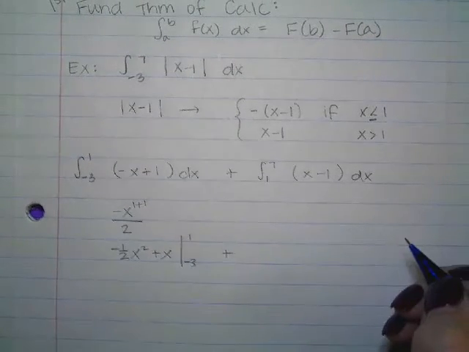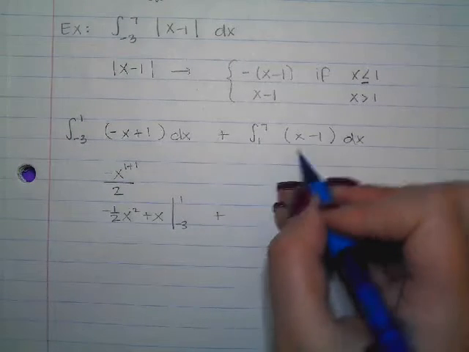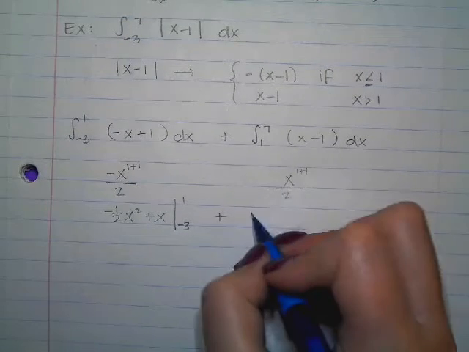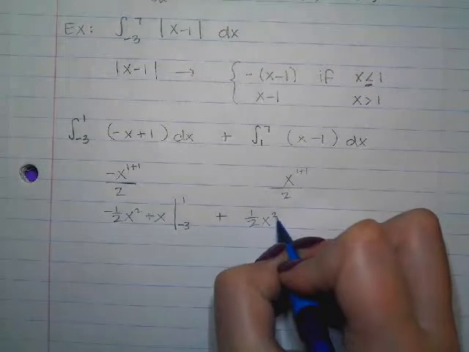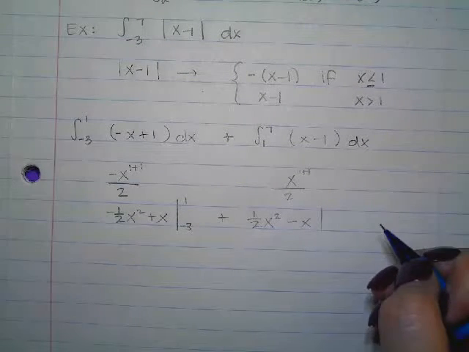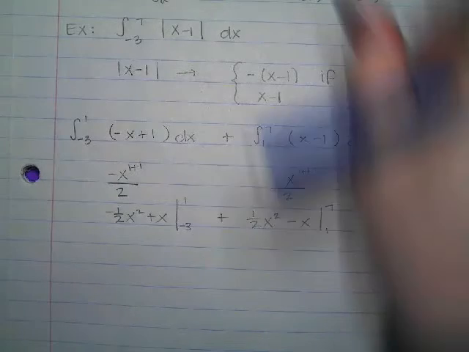Okay. And then what about the other one? 1/2 x minus x. X squared. Okay, 1/2 x squared minus x, evaluated from 1 to 7. Okay.